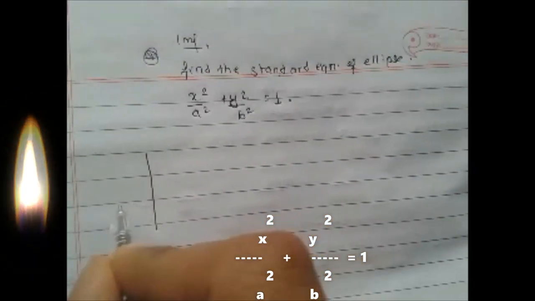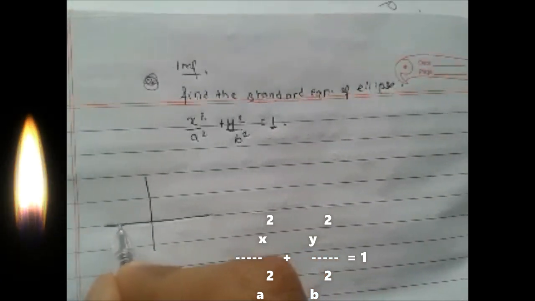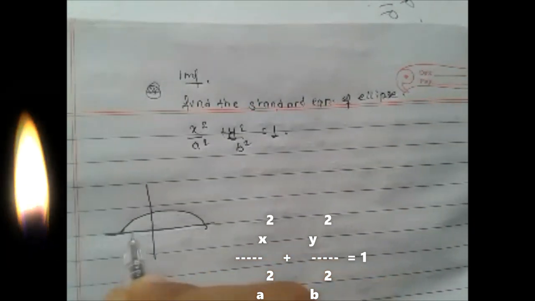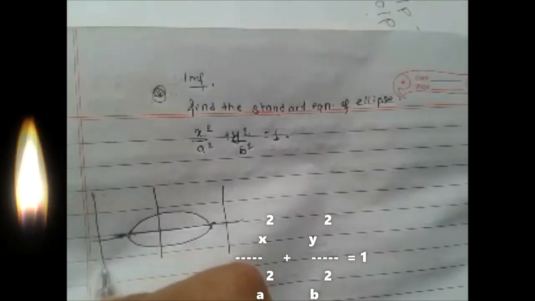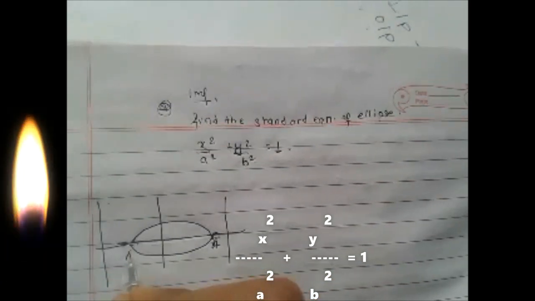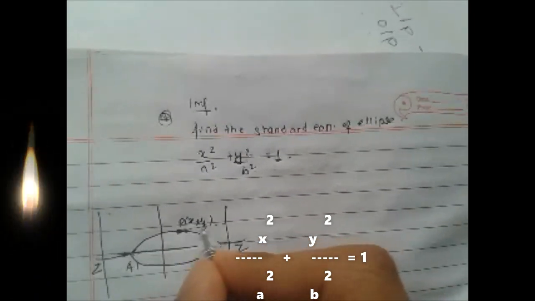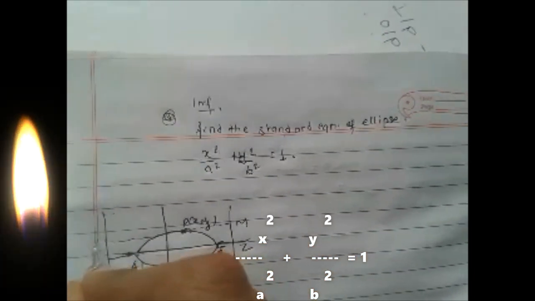First we draw a figure for ellipse. We draw the directrix. And let this be vertex A, vertex A dash, this be Z, Z dash. Here let one point be P, whose coordinates are x comma y, and this be the perpendicular distance to the directrix M, and extend it to here M dash.